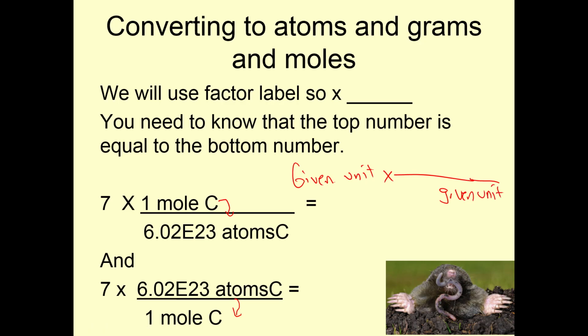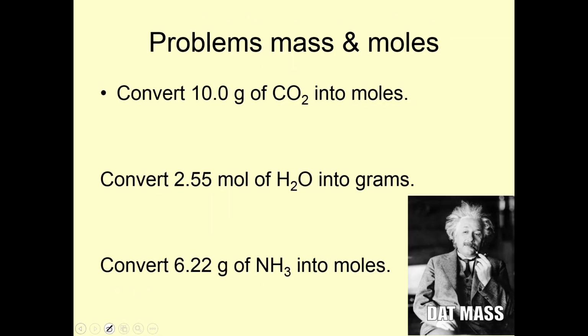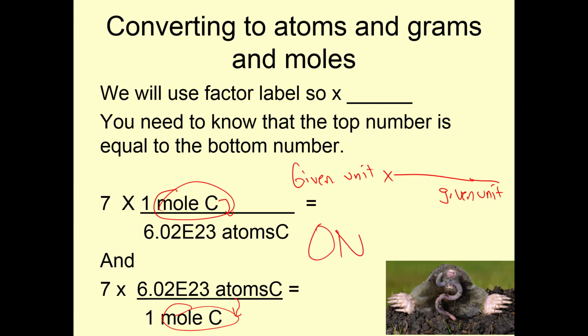Okay? And whenever we do this, one of the sides will have a mole. So mole will either be on top or mole will be on the bottom. And you will always have 1 mole. Remember I said grams is go to the periodic table? And atoms is 6.02 times 10 to the 23rd. Moles is always 1.